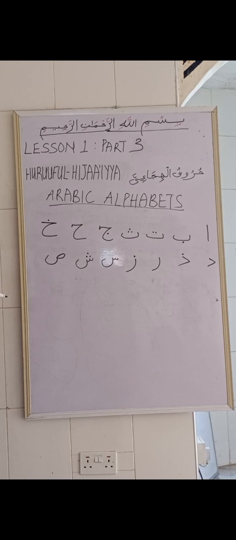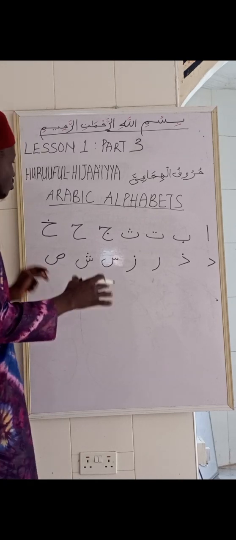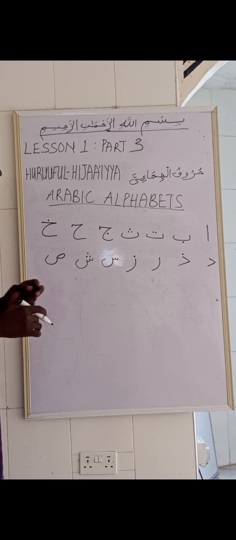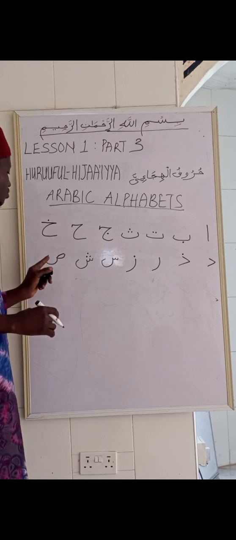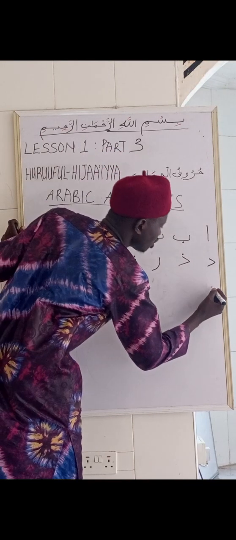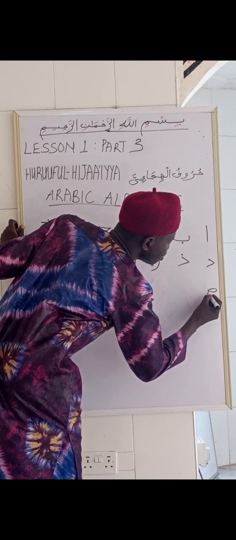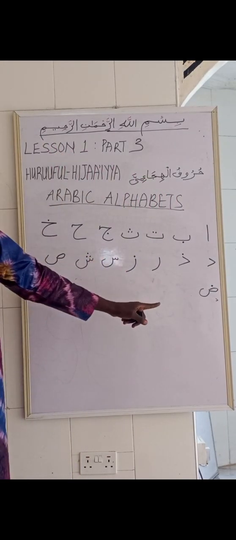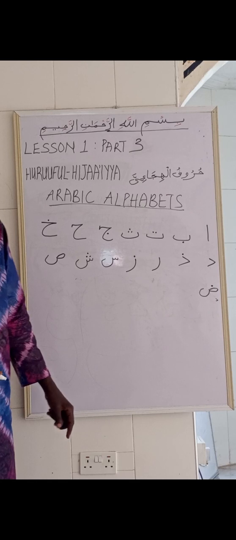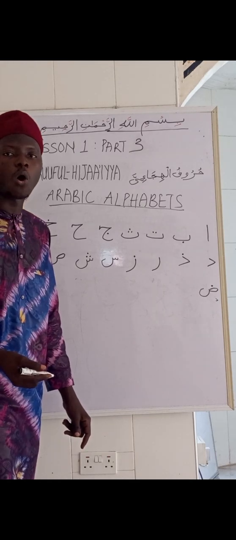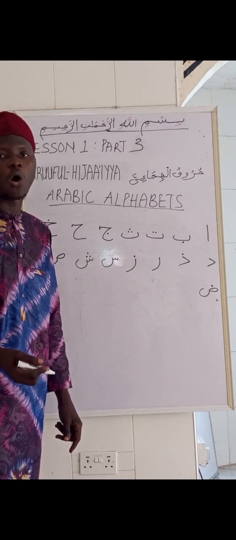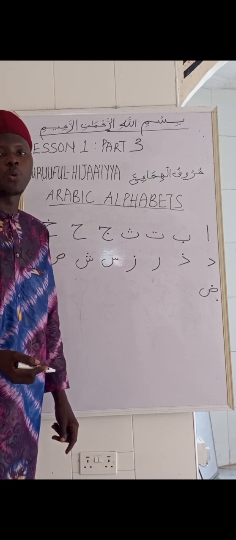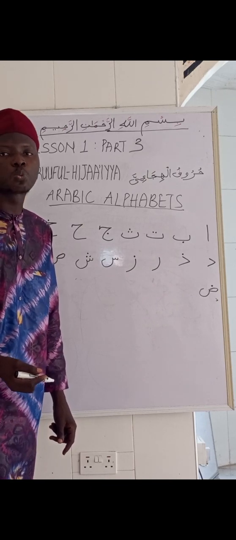Is that understood? Okay, we are going to move to today's lesson. As I have told you, we are going to look at the next 7 alphabets. After sad, the next one is what? Dad. It has the same shape as sad. The only difference is that dad has a single dot above. Please say it: dad.